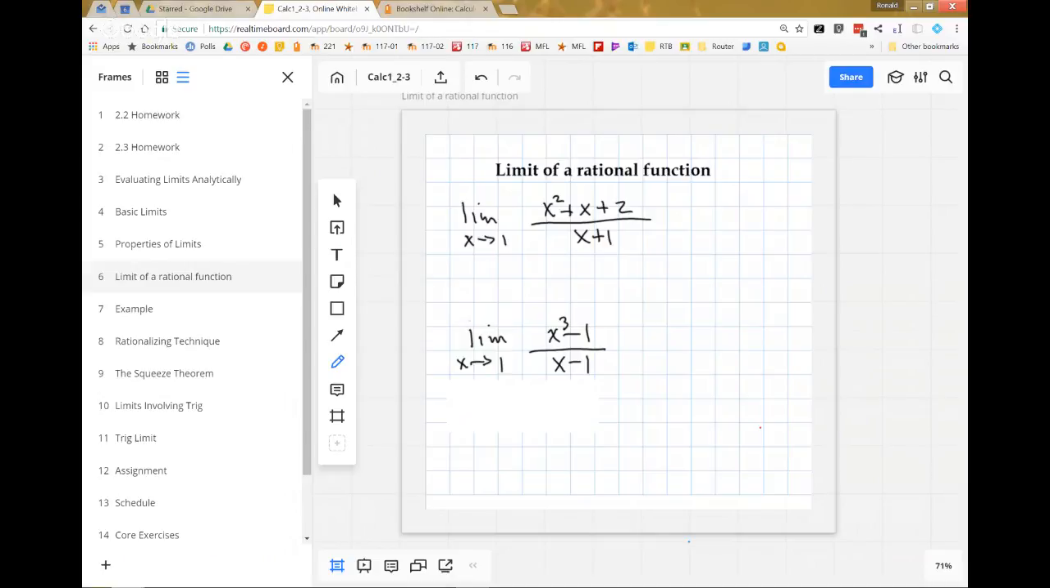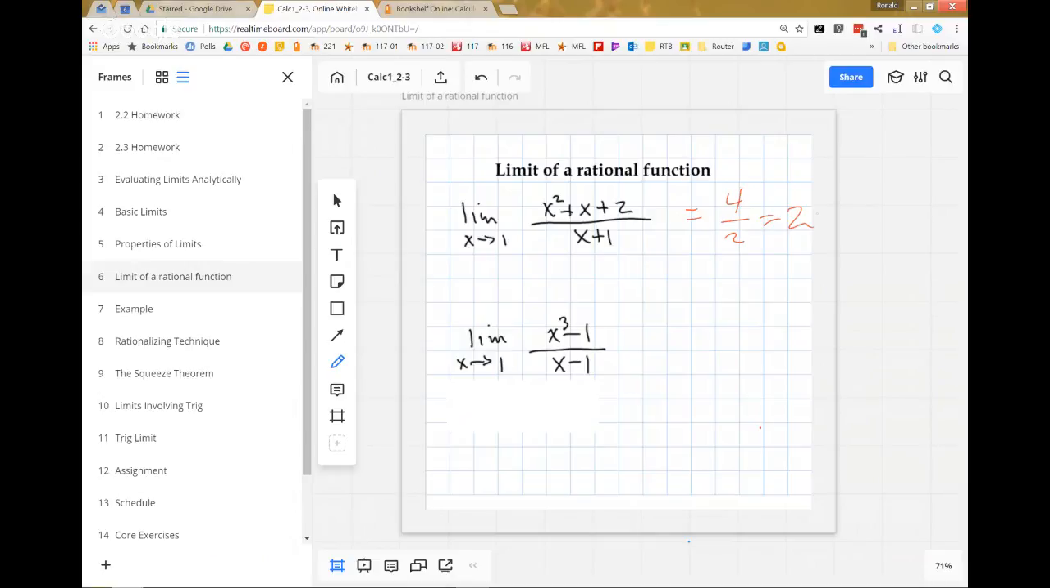If you plug in a 1 on top, you get 1 plus 1 plus 1 squared, which is 1, added to 1 is 2. So on the top, you get 4. And on the bottom, you get 2. And you can calculate the limit as 2. No surprise.